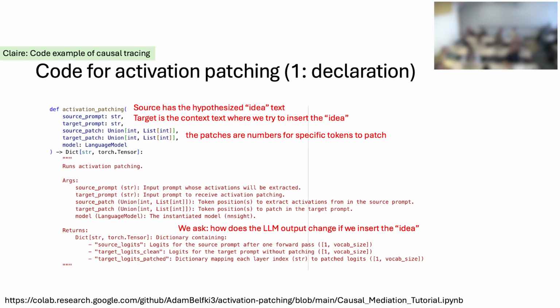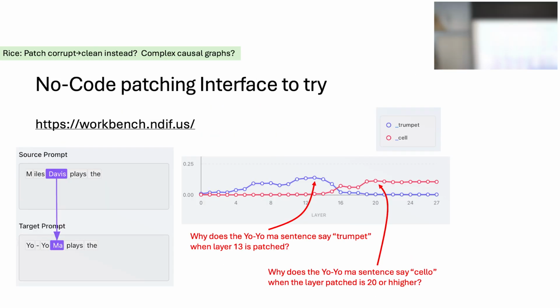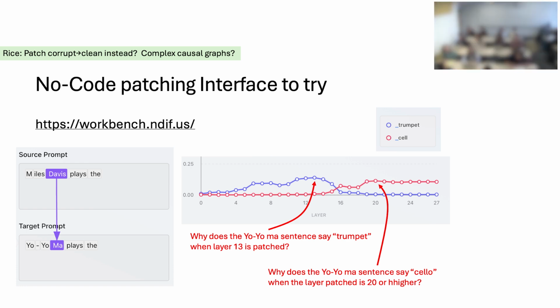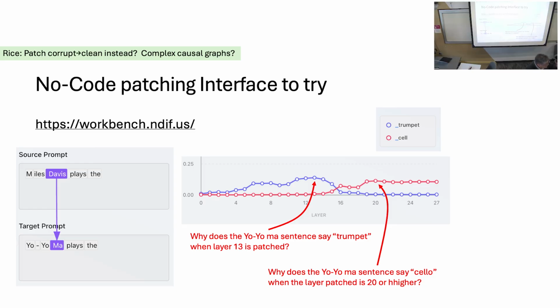So there was another question. There are another couple of questions I wanted to get into. Patch, corrupt, clean instead, complex. So, Bryce, what was your question? I thought this was a good one. I was just asking: right now, we're computing the corrupted run, and we're patching in the clean run's activation features. Yes. What if you run with the clean prompt and patch in the corrupted one, basically the reverse? Yeah.